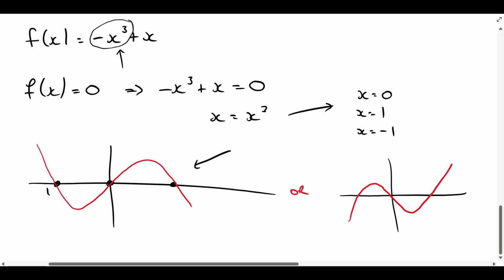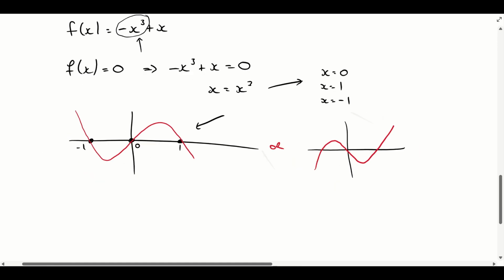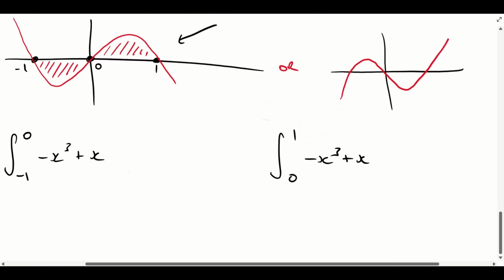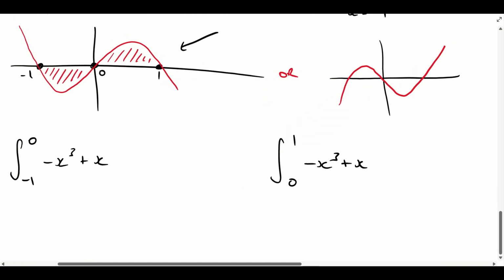So this is at 1, this is at 0, and this is minus 1, 0, and 1. So I'm going to need to split this integral up, because here I've got negative area and here I've got positive area. So I can't just integrate from minus 1 to 1. So I need to integrate from minus 1 to 0. And then I'm also going to integrate from 0 to 1. And I'm going to see what I get. Let's see if our prediction on which graph it was is correct.